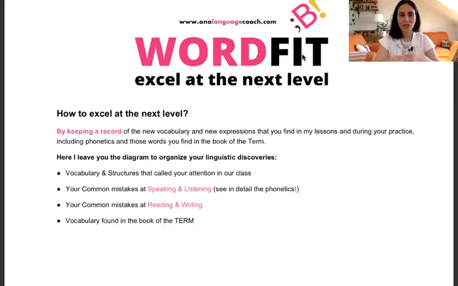So I'm going to read this. Here I leave you the diagram to organize your linguistic discoveries. Vocabulary and structures that call your attention in our class. That's for sure something that you have to have in mind. If you are with me during 1 hour or 1 hour and a half, it depends on the fee that you have selected, you will have to absolutely write down in a notebook new vocabulary and structures.